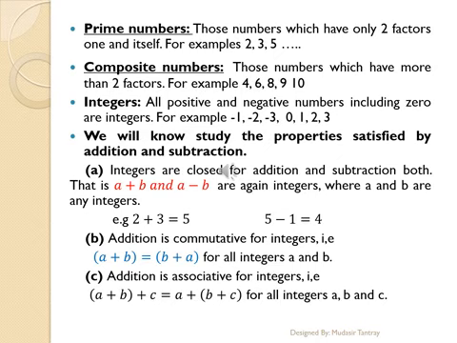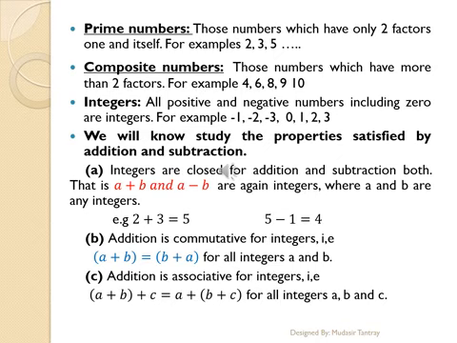We will now study the properties satisfied by addition and subtraction. The first property: integers are closed under addition and subtraction both. That is, a plus b and a minus b are again integers, where a and b are any integers. For example, 2 is an integer and 3 is an integer. If we add them, 2 plus 3, it becomes 5. 5 is also an integer. Now 5 is an integer and 1 is an integer. If we subtract them, the result is 4. 4 is also an integer. That means integers are closed under subtraction and addition both.